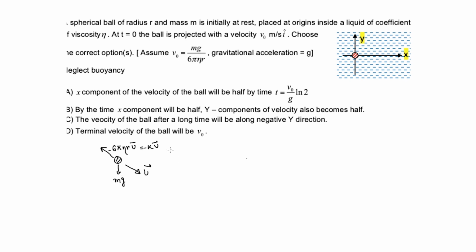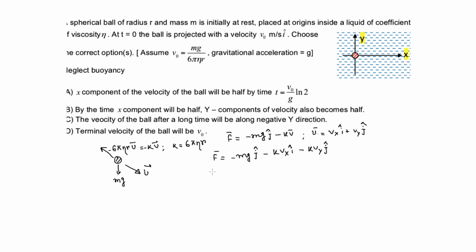In this equation, k is equal to 6 pi eta r. So if I write down the force equation of that ball at any instant, the force is equal to minus mg j cap and minus kv vector. If I assume the velocity at any instant, v vector, is equal to vx i cap plus vy j cap, then the force is equal to minus mg j cap minus kvx i cap minus kvy j cap.